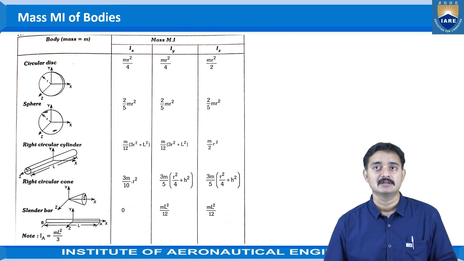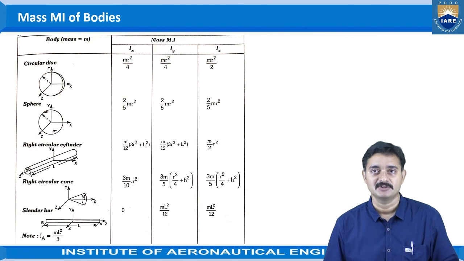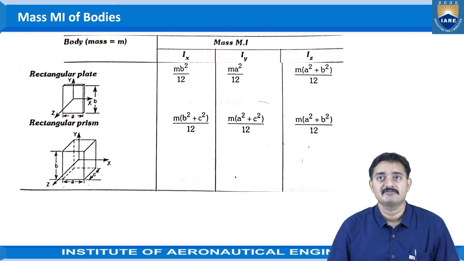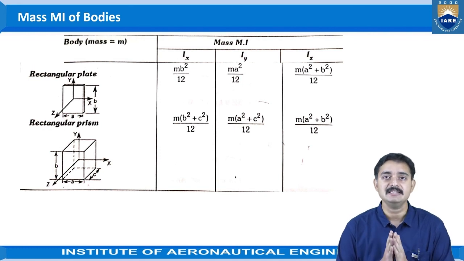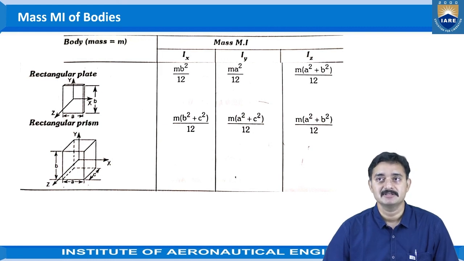And for a right circular cone, 3m by 10 R square, 3m by 5 (R square by 4 plus h square), 3m by 5 (R square by 4 plus h square) for the x, y, z axes respectively. Then for a slender bar, 0 as it is the symmetrical axis, and then mL square by 12 and mL square by 12. Then the mass moment of inertia of a regular rectangular plate: m b square by 12, m a square by 12, m (a square plus b square) by 12. Here also you need to always consider the reference axes. So for a rectangular prism, with reference axes Ix, Iy and Iz, it is m (b square plus c square) by 12, m (a square plus c square) by 12, m (a square plus b square) by 12.